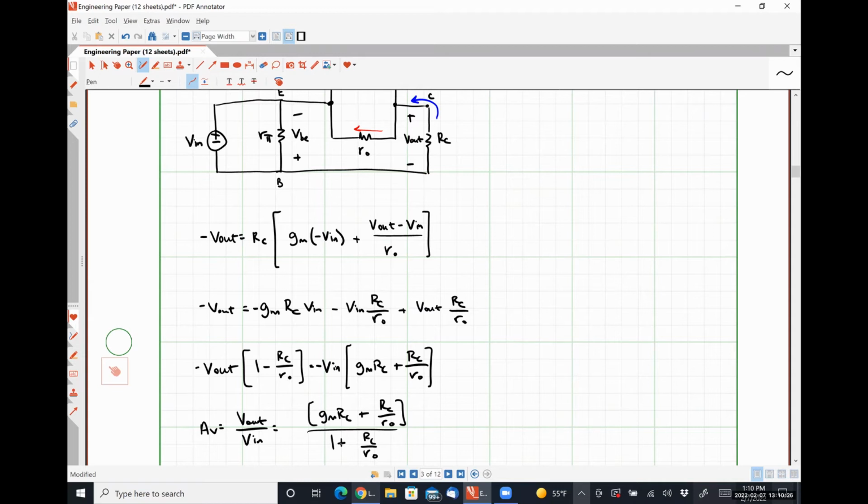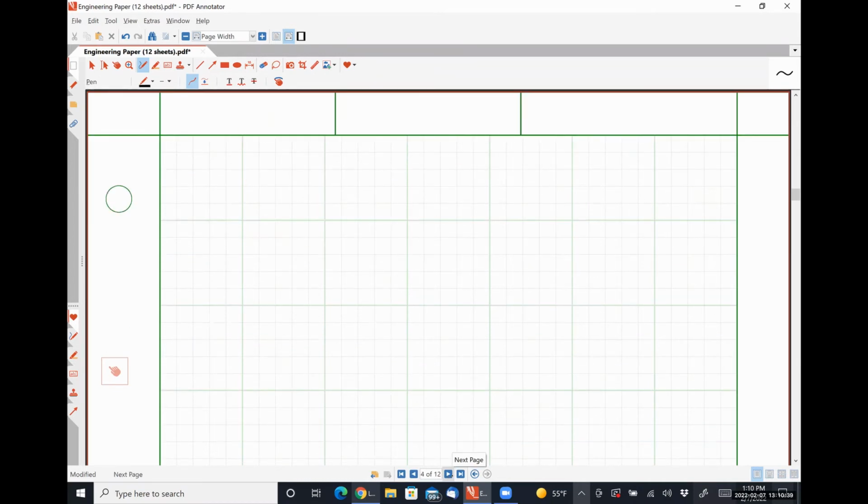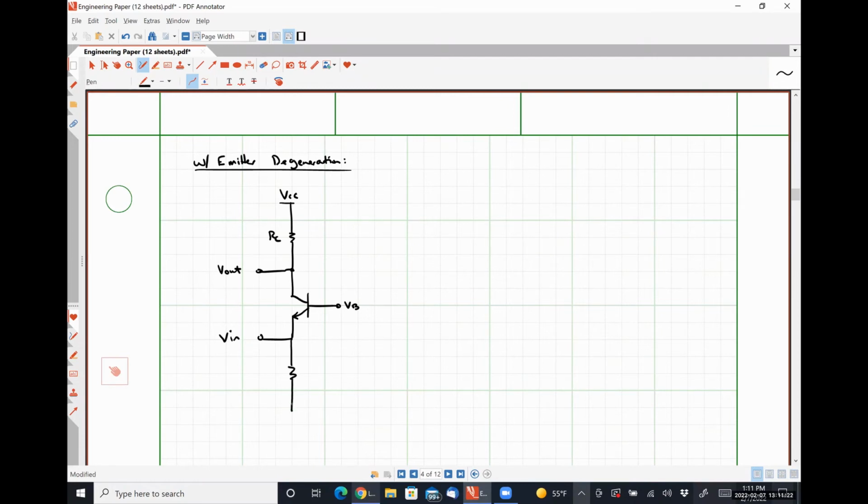All right, so what we're going to do now is put a degeneration resistor in this guy, just like we did for our common emitter amplifiers. So with emitter degeneration, here we have our resistor RC, taking our output voltage here. Here's VB. We're applying our input voltage here. So everything is effectively the same to this point. And then we put some resistance RE here.